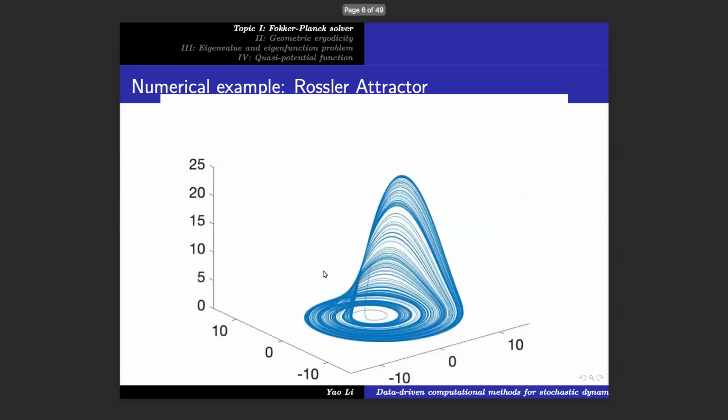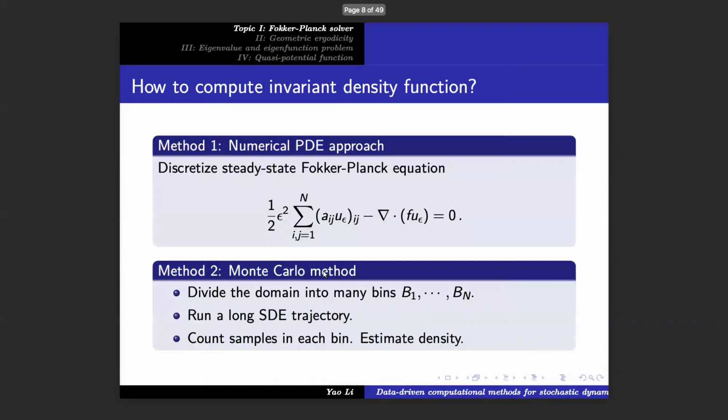And what if it's not 3D? It's even higher dimension. Like you have maybe 10 neurons and you couple 10 neurons together, then you have dimension either 20 if you use something like Morris-Lecar, or maybe 40 if you use Hodgkin-Huxley. Okay. So the question is, how can we compute? Let's start from the simplest one, the invariant one, because if you can do the invariant density function, then you can do the time-dependent density function.